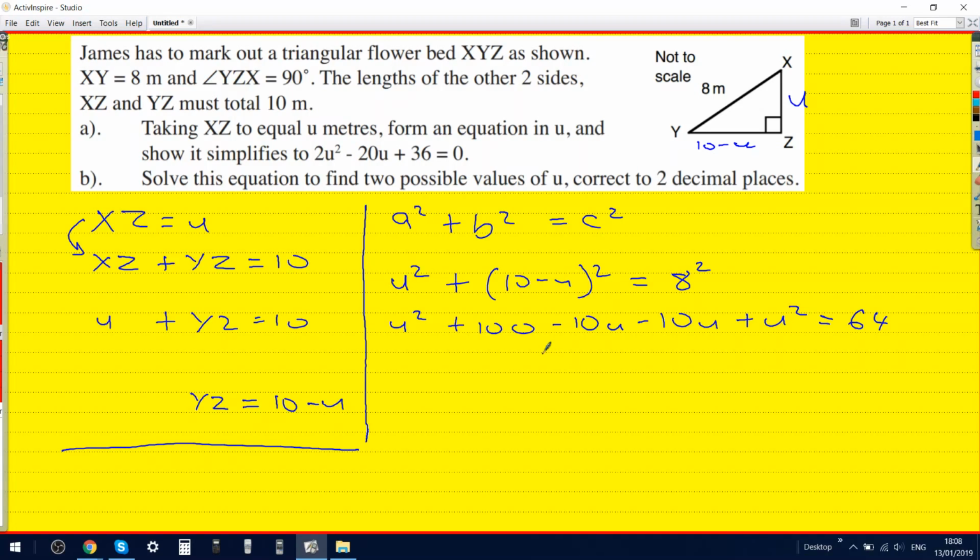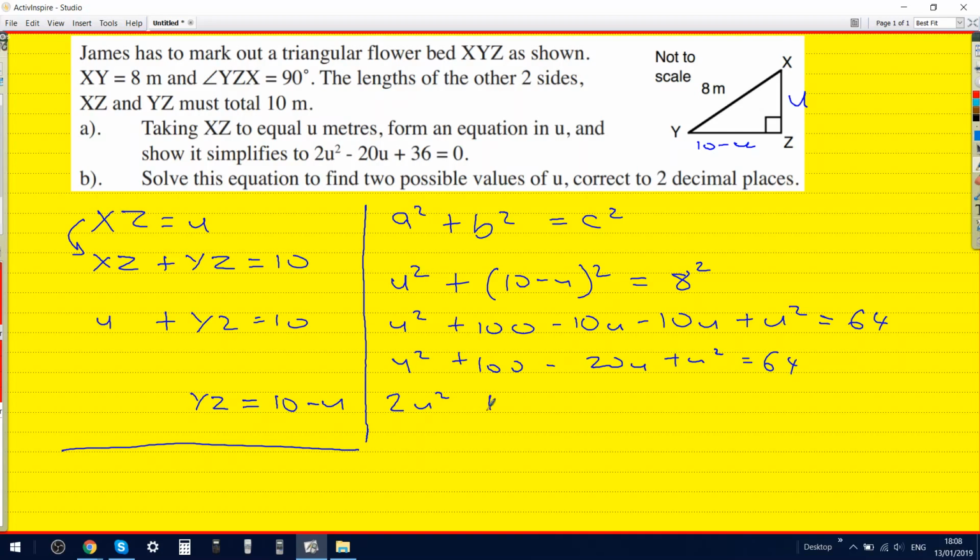And can you simplify even further? So U squared plus 100 minus 20U plus U squared equals 64. And we can simplify that even further. U to the power 4? That would be if they were times. Adding just changes the number in front. 2U squared.